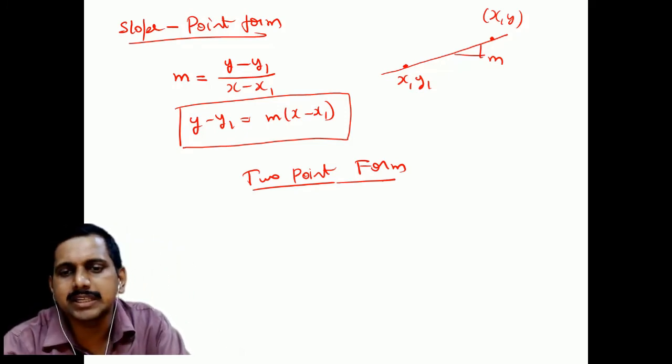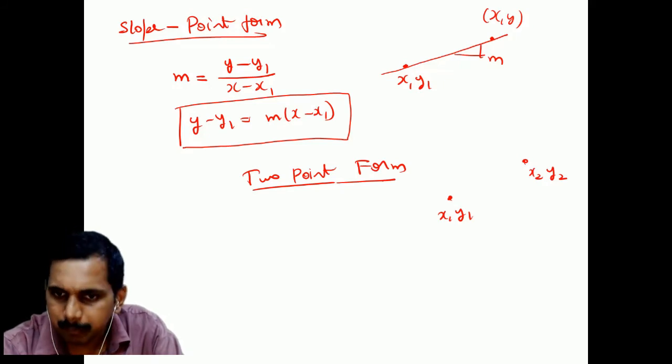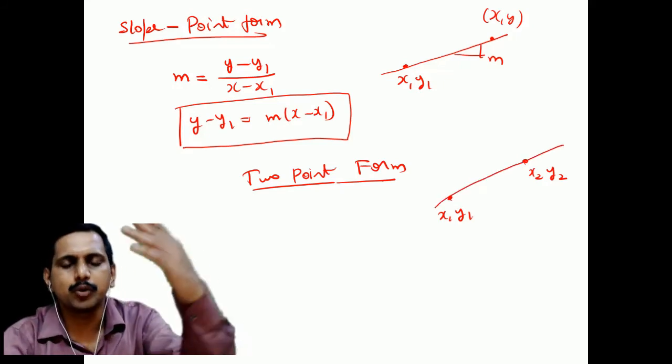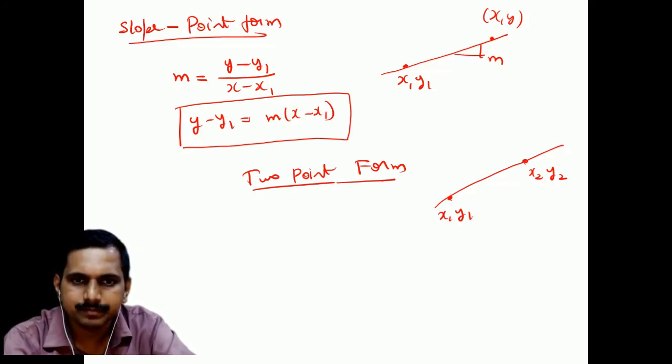2-point form goes like this. I have a point x1, y1 and a point x2, y2. Between these there is a line which is passing. There is a unique line which is passing. How to find out the equation of this? Can you tell me, students?